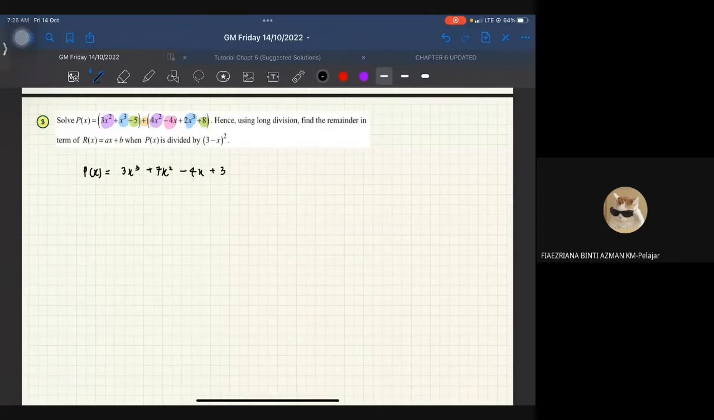Okay, and then soalan sambung. Hence, by using long division, find the remainder in term of Rx, Rx equals to Ax plus B when Px is divided. Okay, so this one, ini kita panggil dia sebagai divisor. Divisor ataupun kita boleh tulis dia sebagai Dx.